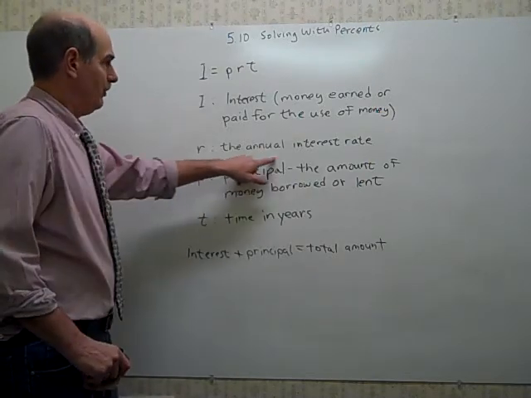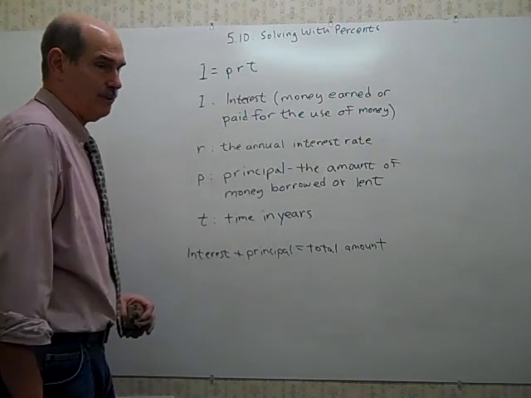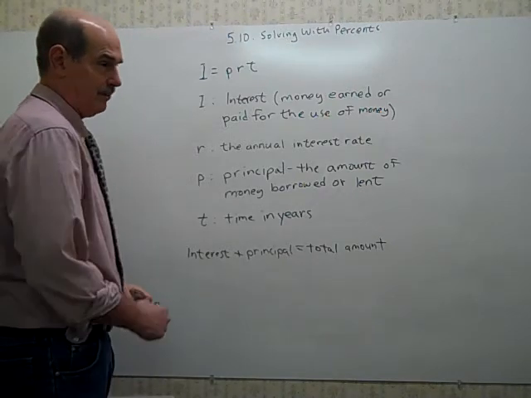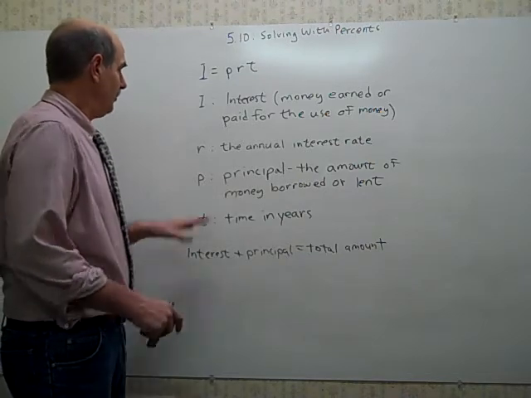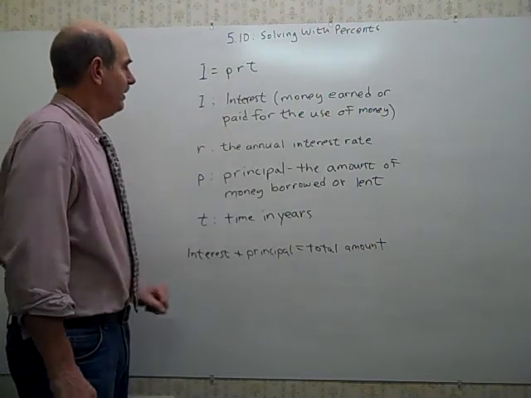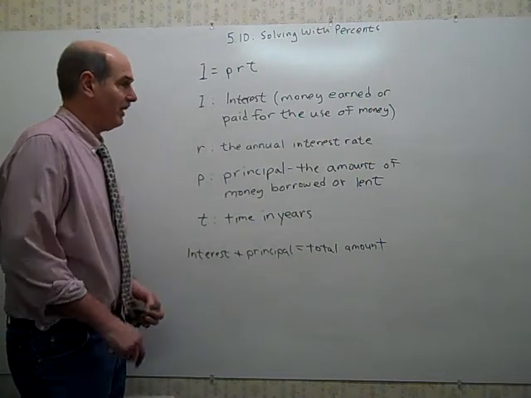The rate is the annual interest rate. Annual means yearly. So we're going to use pretty simple examples. There are more complicated formulas that are involved for compound interest. But for our purposes, the R in this formula will be the interest rate, so that'll be a percent. And it always has to be an annual percent.